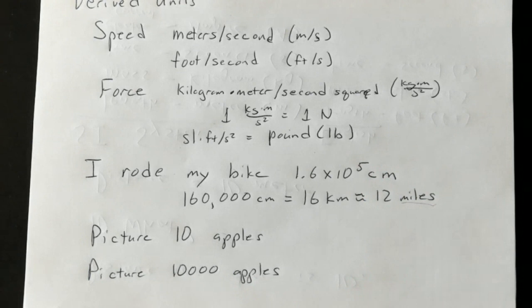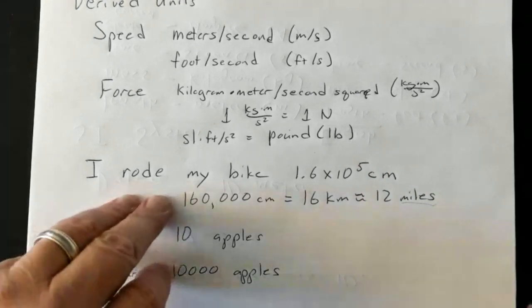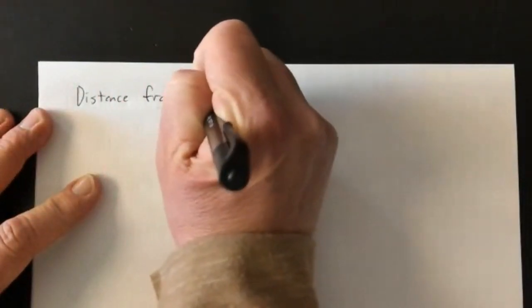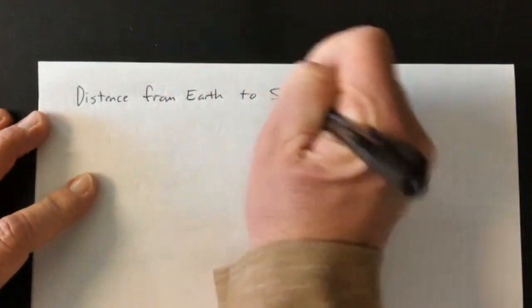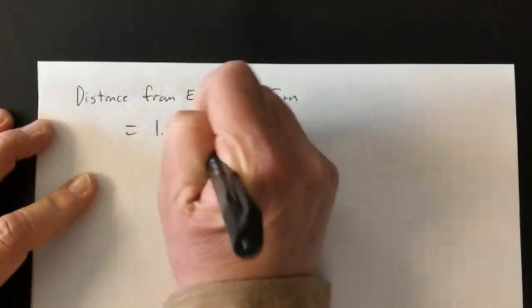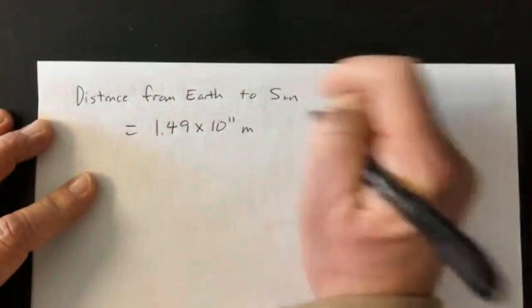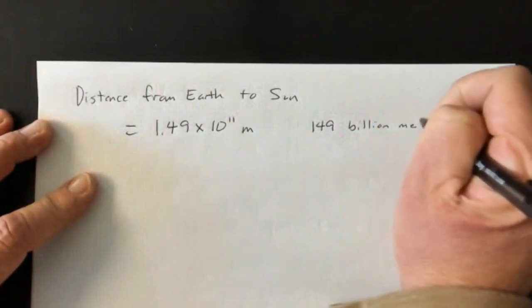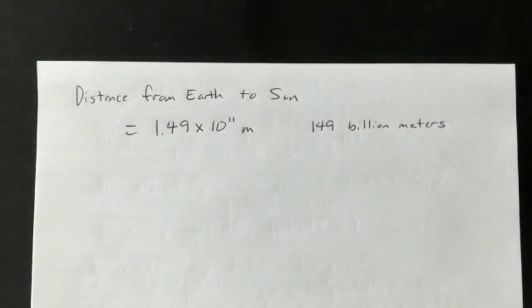Miles, in this case, is a unit of convenience. Some other examples of units of convenience: the distance from the Earth to the Sun is equal to 1.49 times 10 to the 11 meters, or if you prefer, 149 billion meters. Well, that's not that helpful, honestly. That's a lot, right?